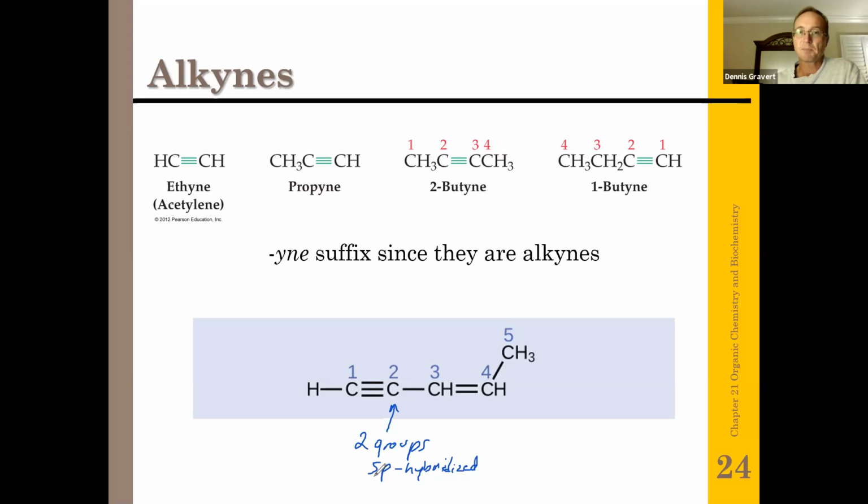And what's the shape of sp? Linear. Yeah, so since it's linear, all the groups are going to be lying in a line. There's no cis and trans. That's good. One less thing to worry about.